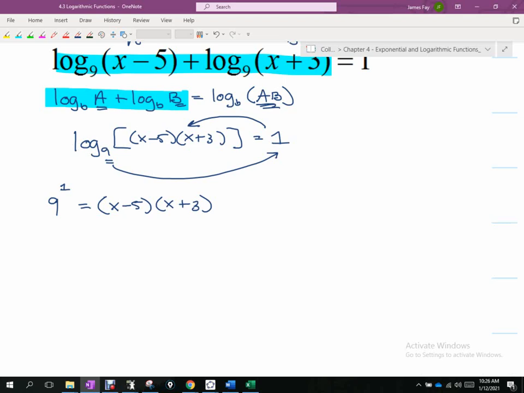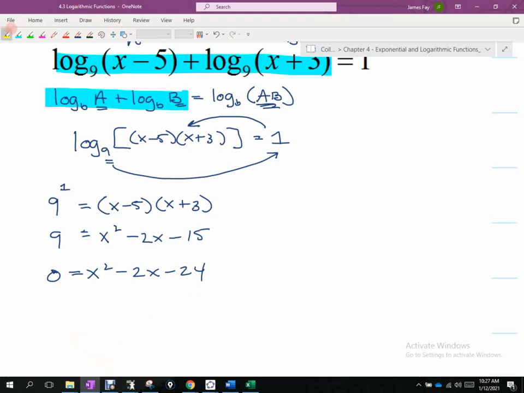If I have a quadratic equation, how do I solve that? We're going to multiply this out, so it's going to give me x squared minus 2x minus 15. And I still have this 9 over here. What do I do with that 9? Yes, I have to make it 0. So I subtract it from both sides, and I get that, correct?